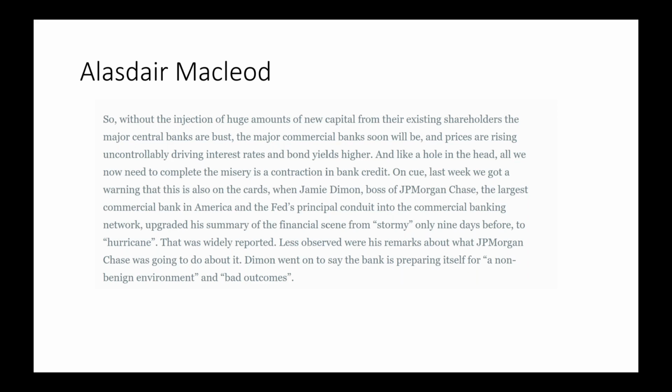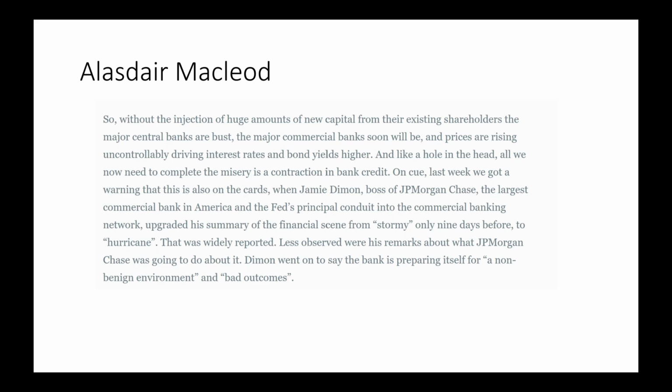Now, he points out that Jamie Dimon, the boss of JP Morgan Chase, upgraded his summary of the financial scene from stormy, and 9 days later, he said, we're facing a financial hurricane. Now, you can find those remarks all over. That was widely reported, maybe not on mainstream media, but reported all over. So here we've got the head of the largest commercial bank in America saying that we're facing a financial hurricane.